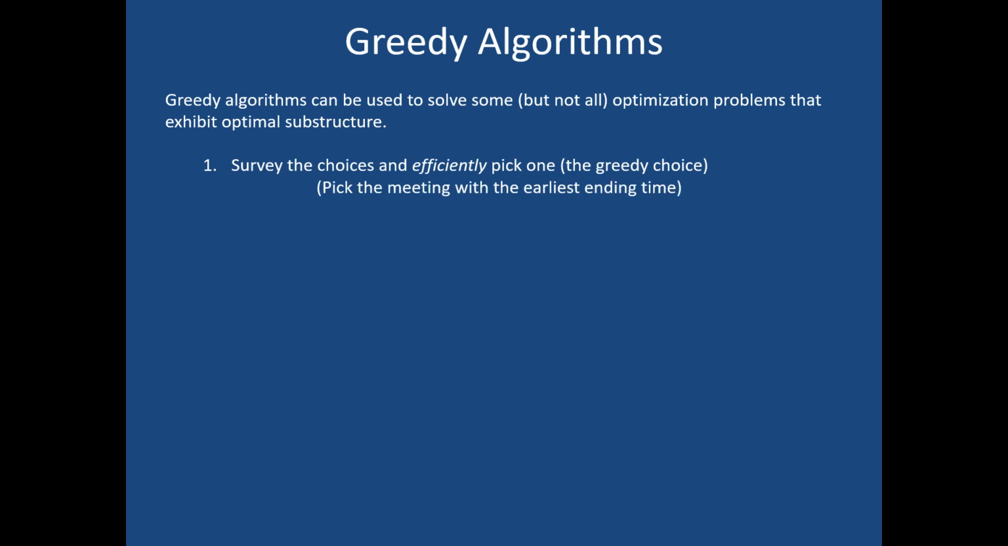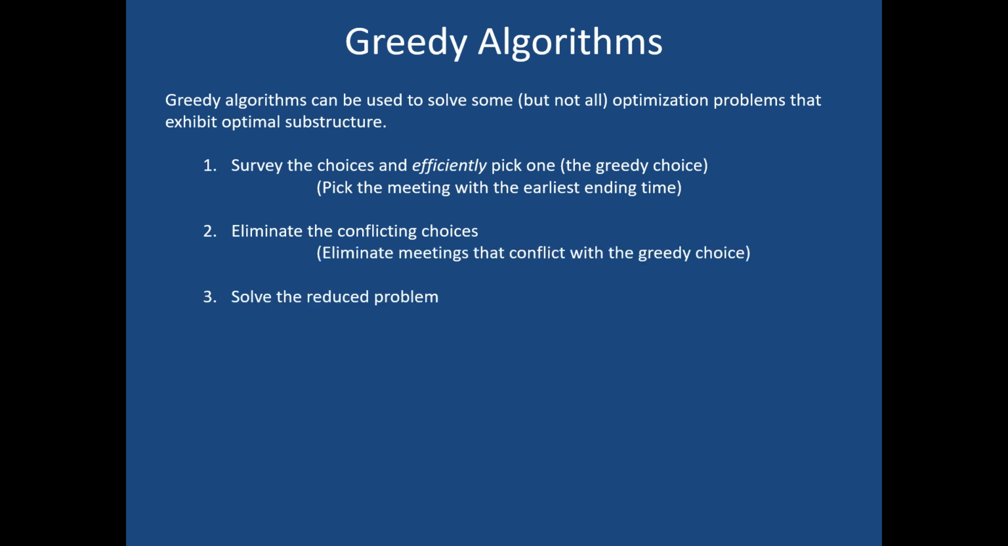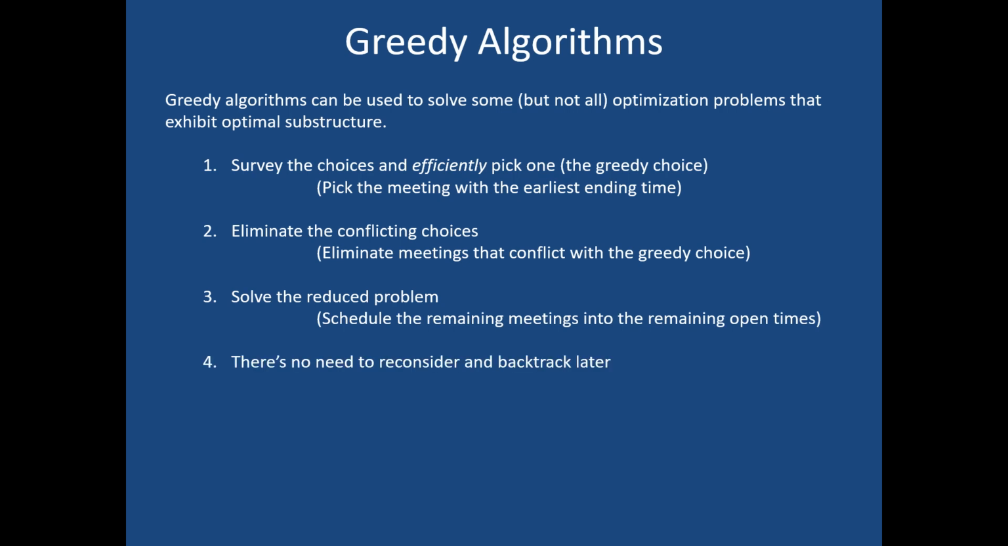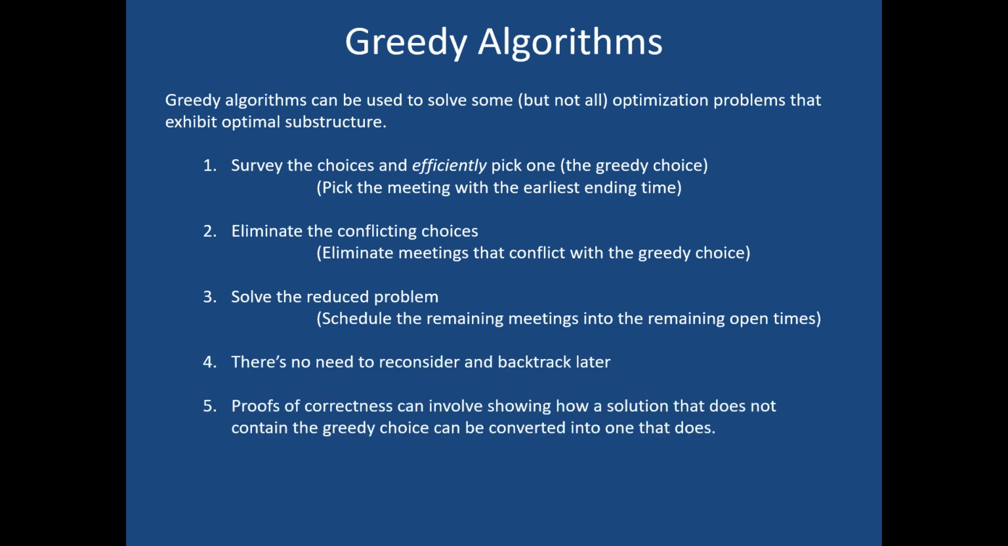So here are some possibilities. This is the general form of the algorithm. You survey the choices and efficiently pick one. You eliminate the conflicting choices. You solve the reduced problem. You don't have to reconsider and backtrack later.